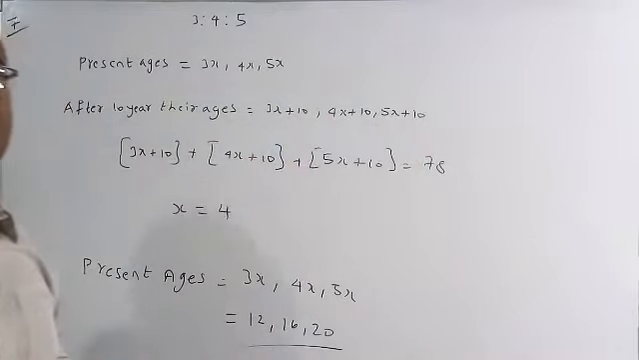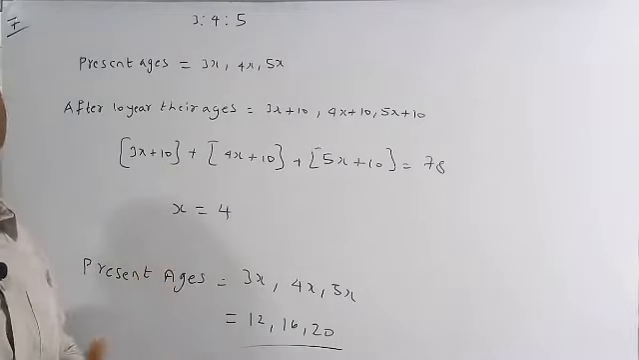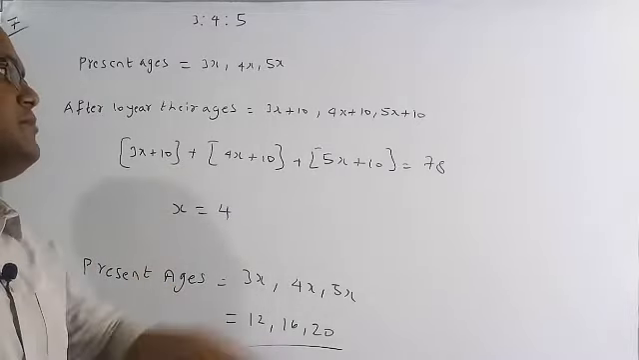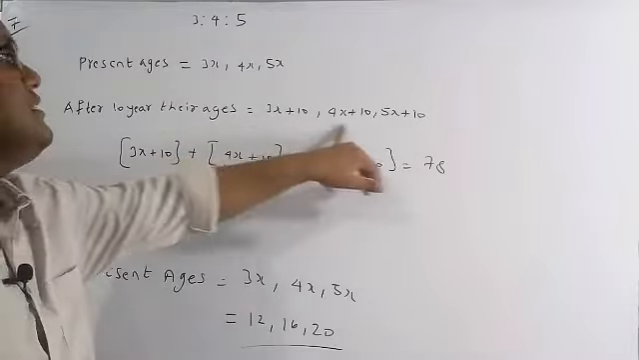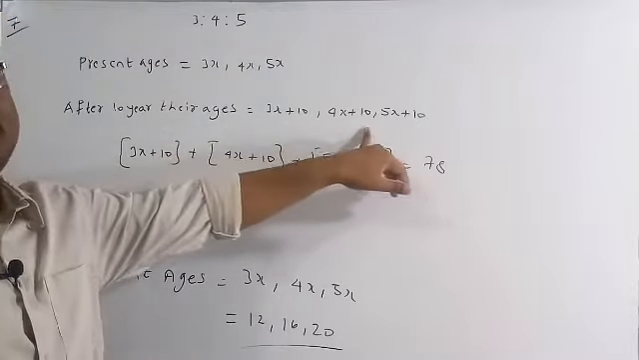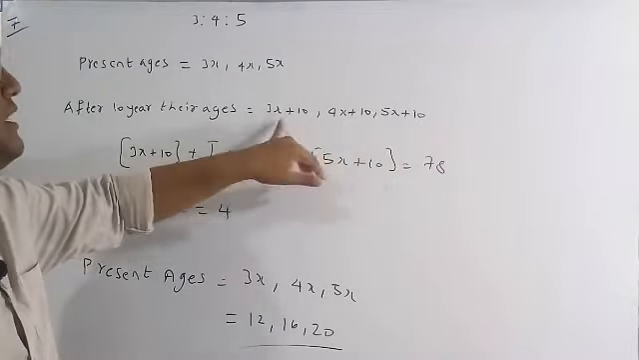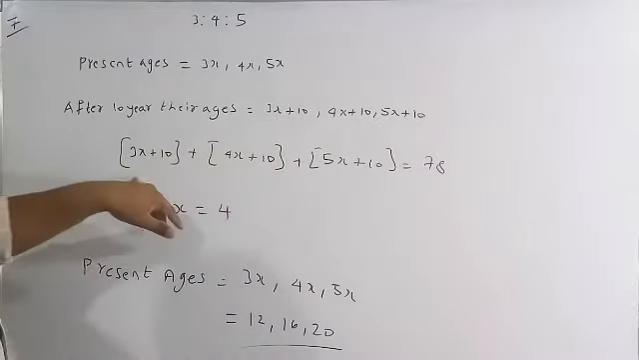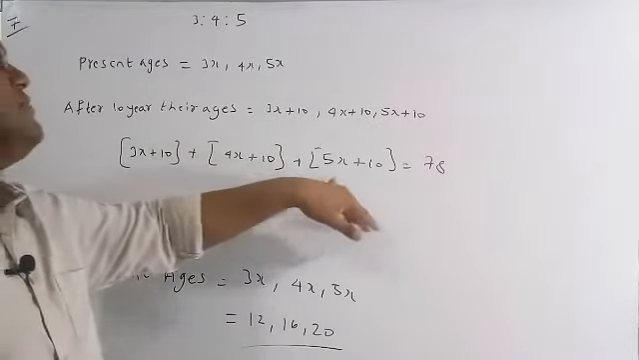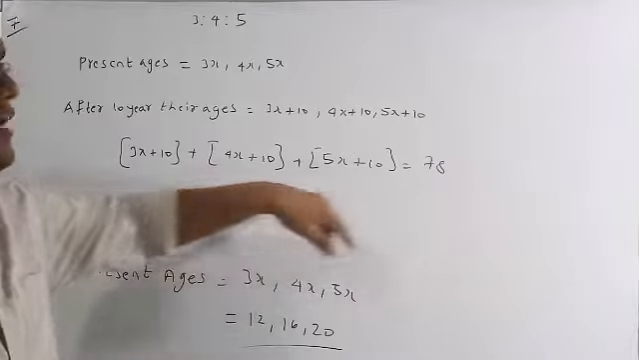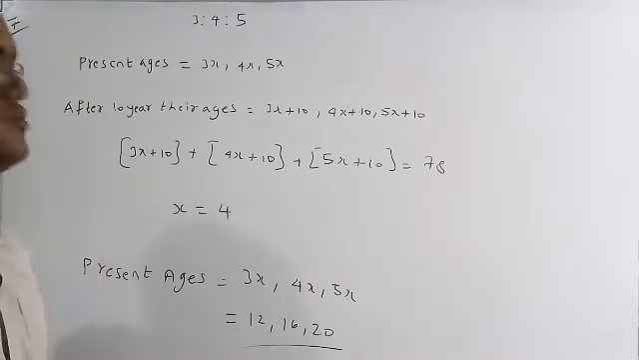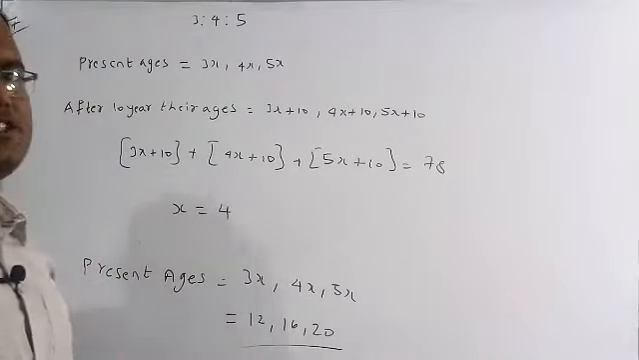And in the question they also gave that after 10 years the summation of the ages of all three brothers will be equal to 78. Therefore we need to add these three ages: 3x plus 10 plus 4x plus 10 plus 5x plus 10 is equal to 78. So we have only one equation with one unknown. If you solve this one, we get x is equal to 4.